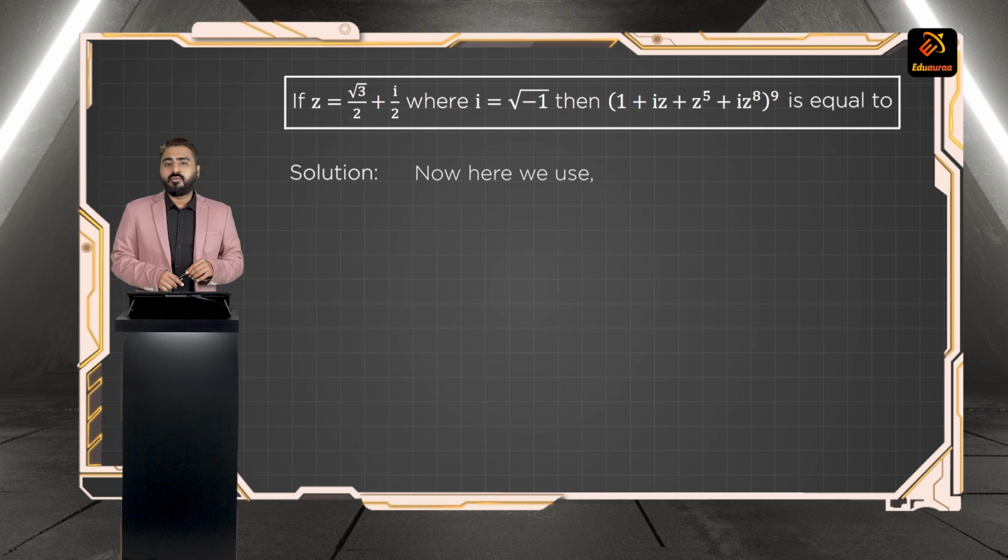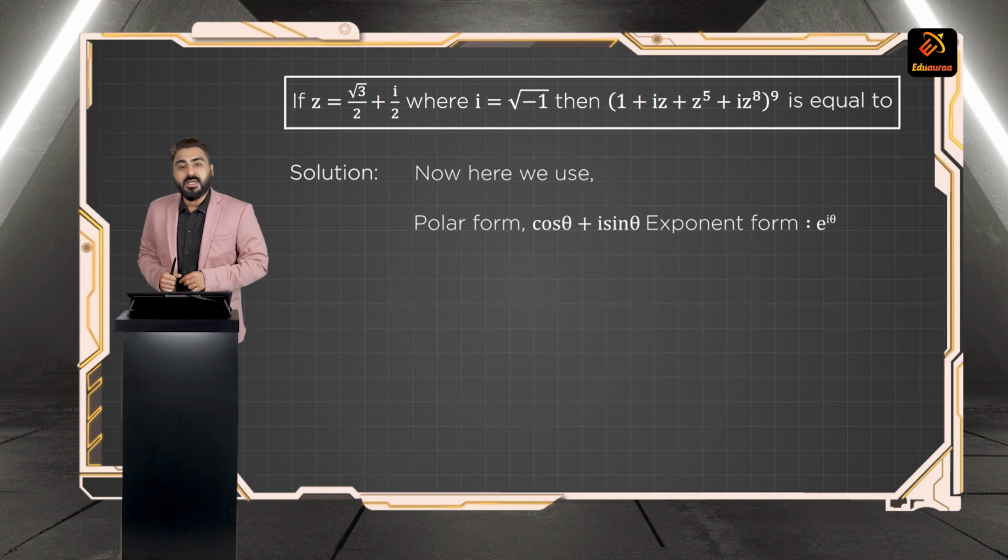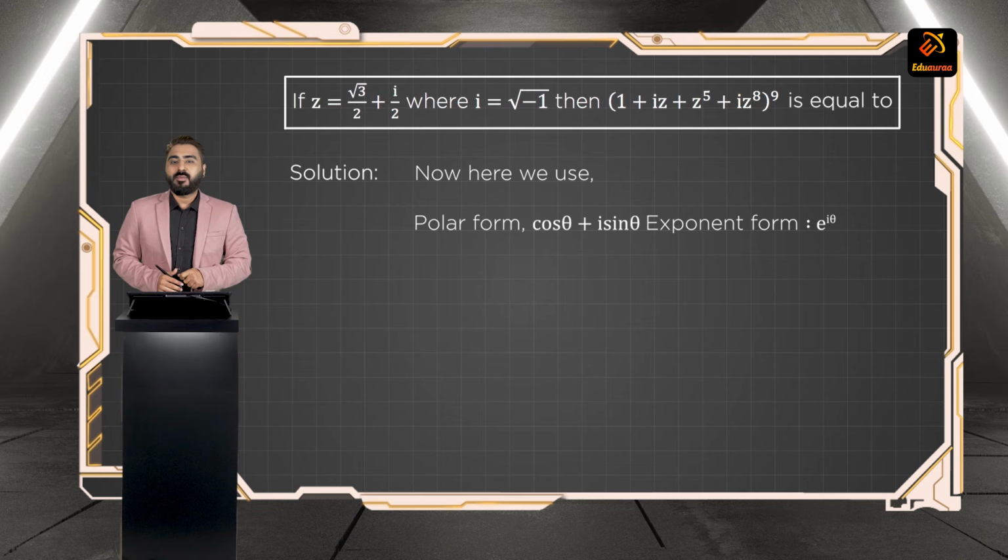So what is the polar form, students? It is cos theta plus i sin theta. And what is your exponent form? This cos theta plus i sin theta is nothing but e raised to i theta. So you can say either exponent form or Euler's form, whichever name you want to give.